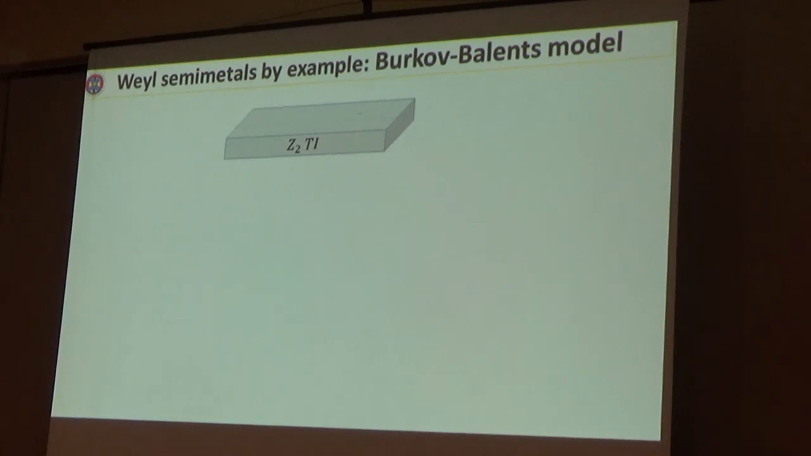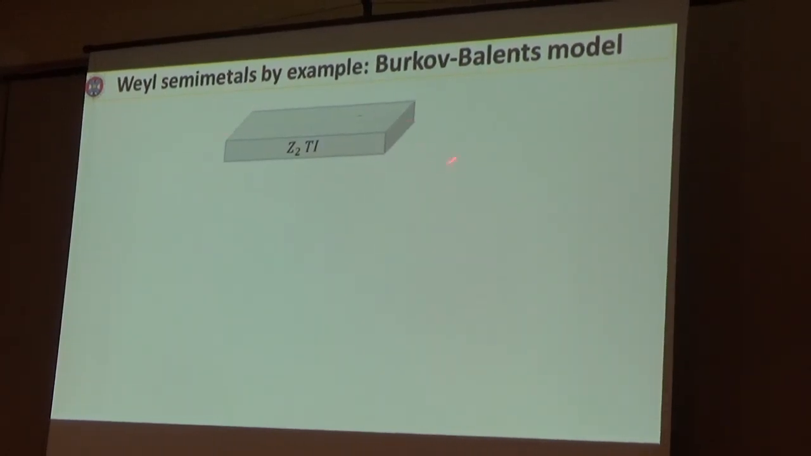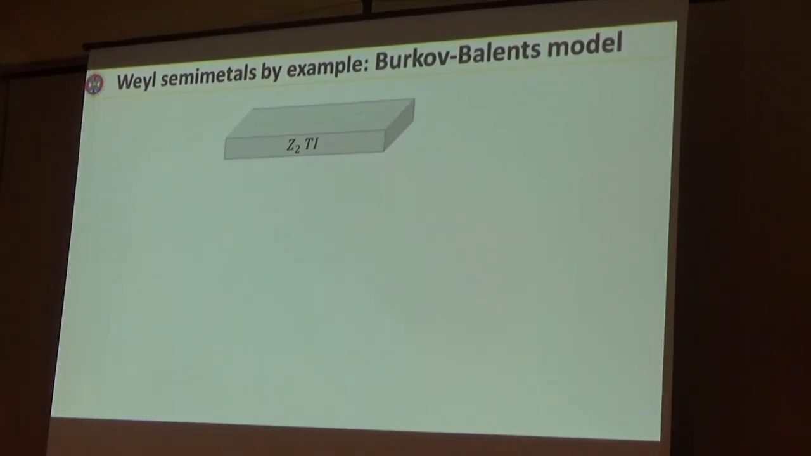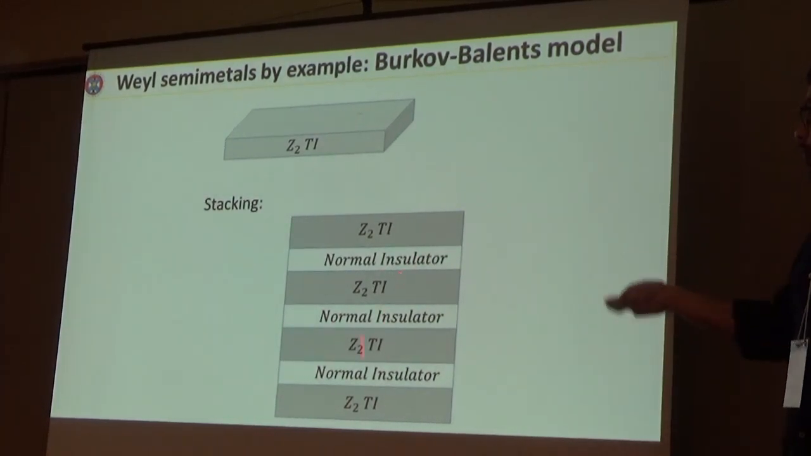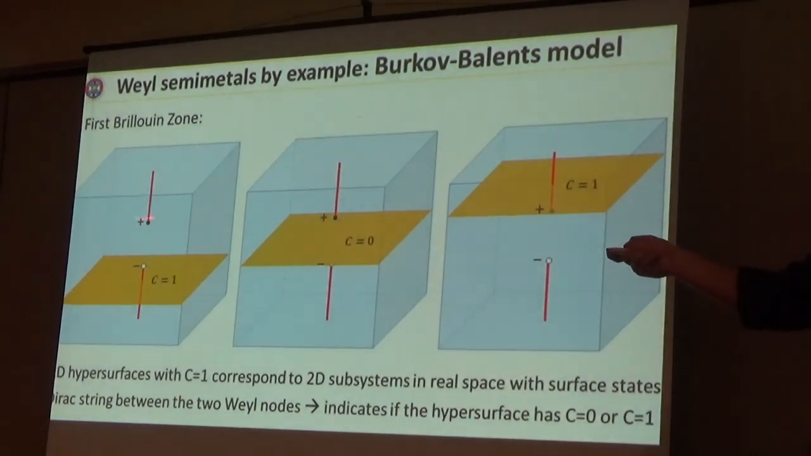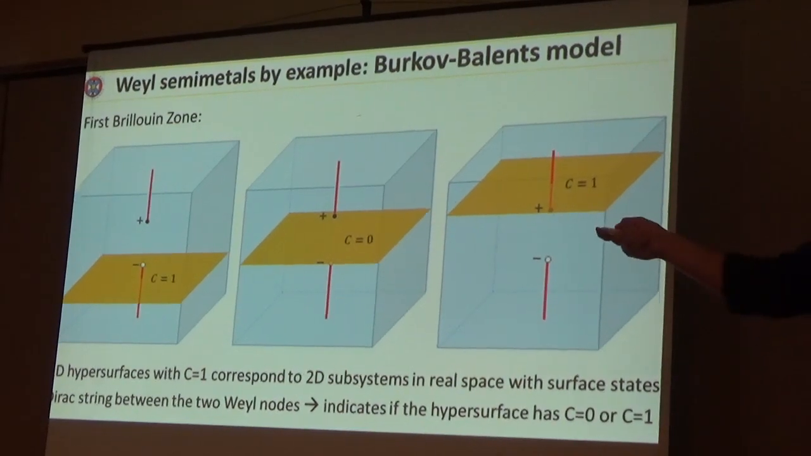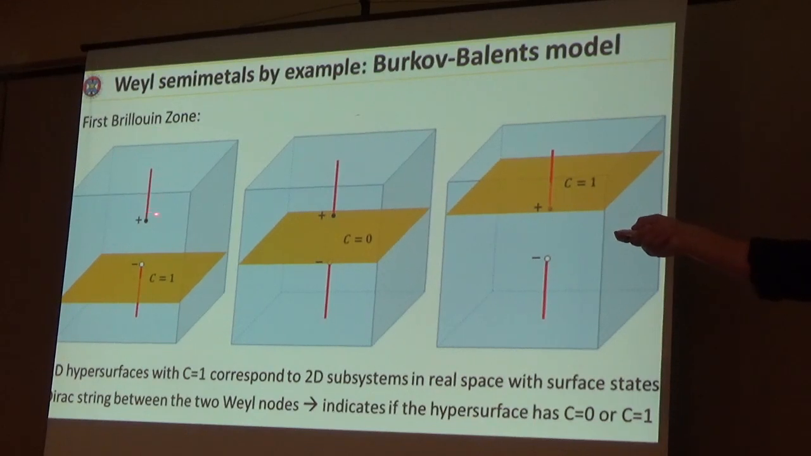Just to understand some of their properties, we'll go through a famous model, which is the Burkov-Balents model, where they took a Z2 topological insulator that is in the presence of time reversal symmetry, and they stacked it interchangeably with normal insulators. While doing this, they got, of course, a 3D material, and the spectrum is the following. We get the 2 Weyl nodes that we talked about, but we also get a red line joining them. Don't forget that the Brillouin zone is periodic, so this line goes up to here and then continues down here.